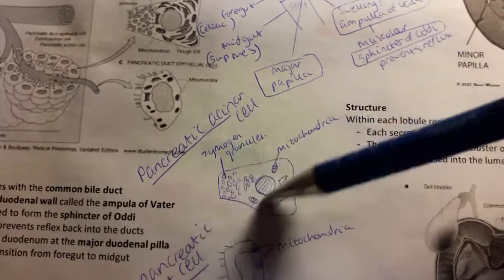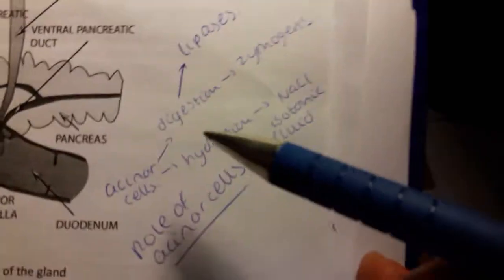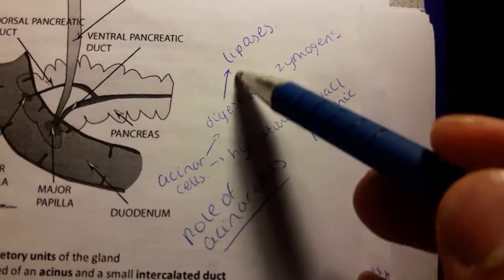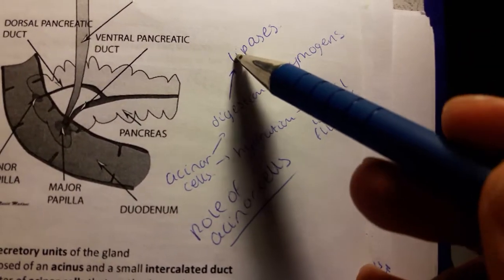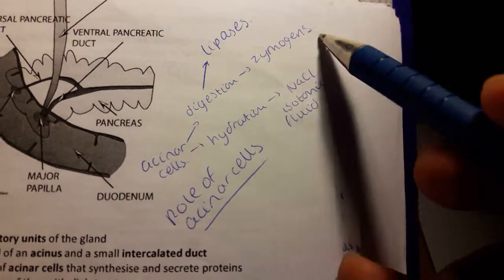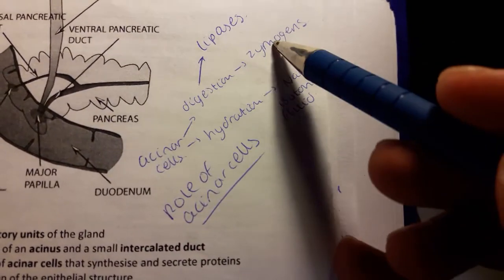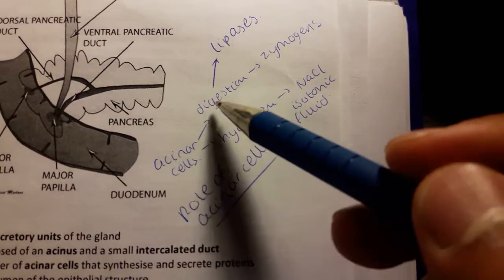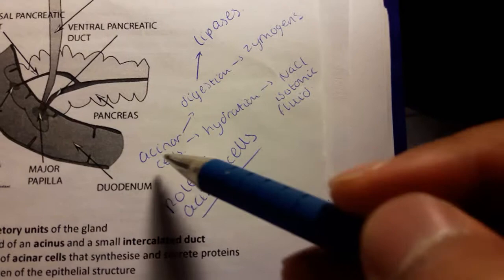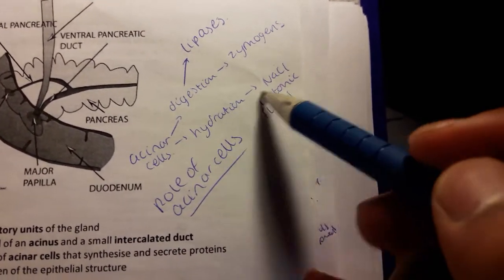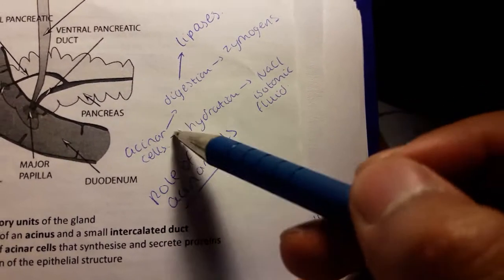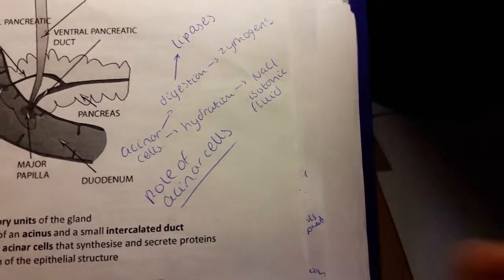So these pancreatic acinar cells that we've talked about, let's look at some of their functions. The acinar cells essentially do two things. They're for digestion, by secreting pancreatic lipases, which are for digesting fat, and secreting pancreatic zymogens. Zymogens are pancreatic protein enzyme precursors, which I'm going to talk about in a second. That's the digestion function of the acinar cells. The next function is hydration. They secrete a sodium chloride isotonic fluid. It's a bit less important, but the main function of the acinar cells is to release these enzymes and proenzymes.